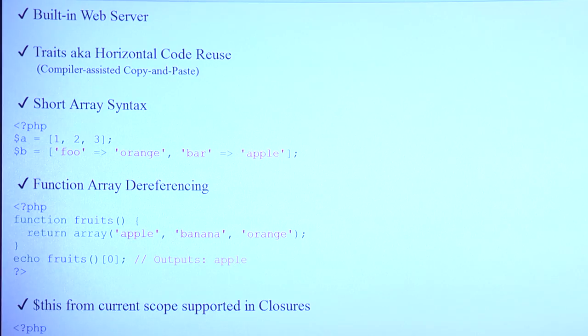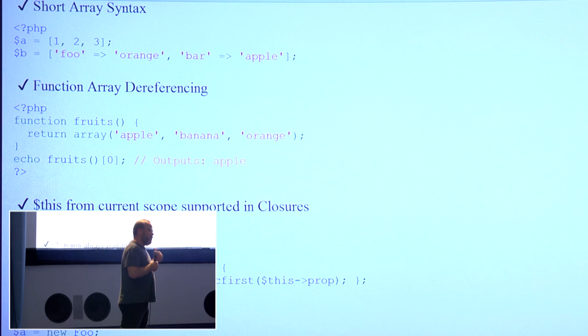Short array syntax. You can now use just square brackets. You don't need to use the array keyword anymore. Function array dereferencing, right? If a function returns an array, right on the function call, you can dereference it. So the fruits function there returns an array. You can put fruits, square bracket zero. You get the first element directly from that.